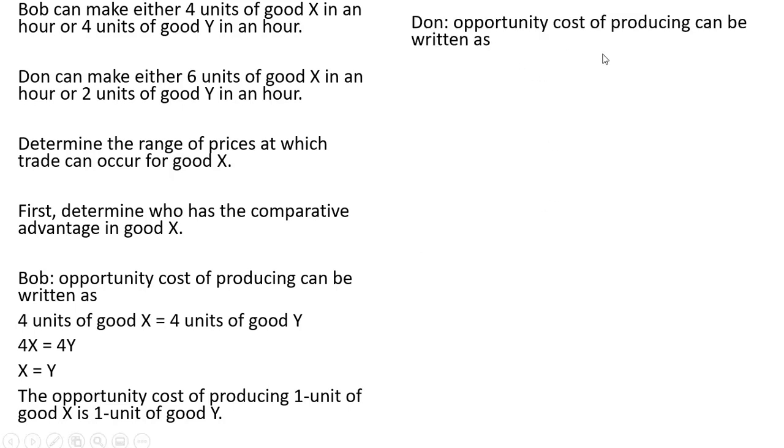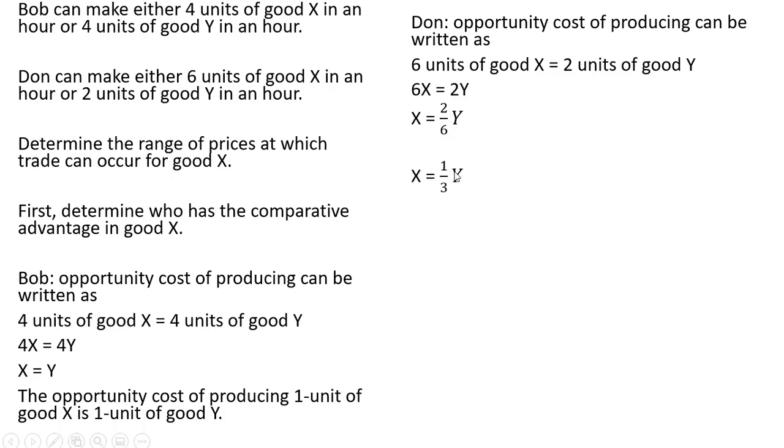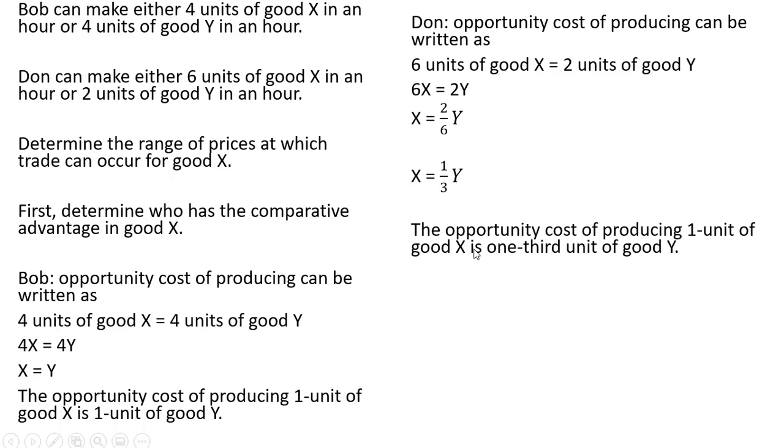For Don, the opportunity cost of producing can be written as follows. Again, from the question, we can take 6 units of good X and set that equal to 2 units of good Y, because in an hour, Don can either produce 6 units of good X or 2 units of good Y. In shorthand, we'll just write 6X equals 2Y. Now dividing through by 6 to solve for X, and simplifying, X equals 1/3 Y. The opportunity cost of producing 1 unit of good X is 1/3 unit of good Y.